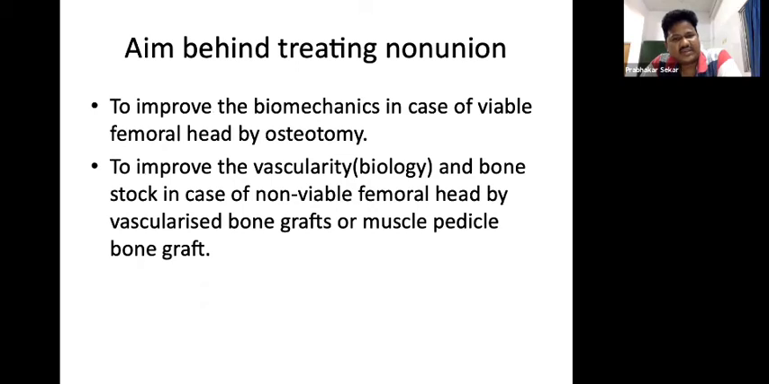What is the aim behind treating the non-union? Mainly to improve the biomechanics. In case of a viable head, if the femoral head is viable, you have to improve the biomechanics.